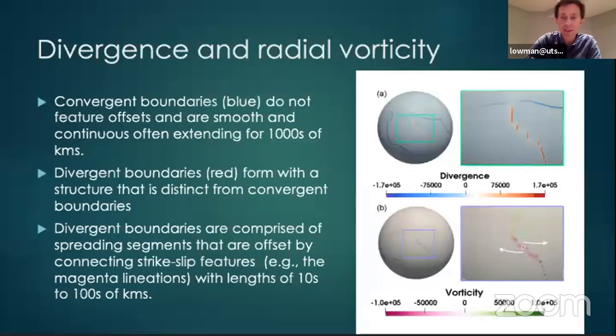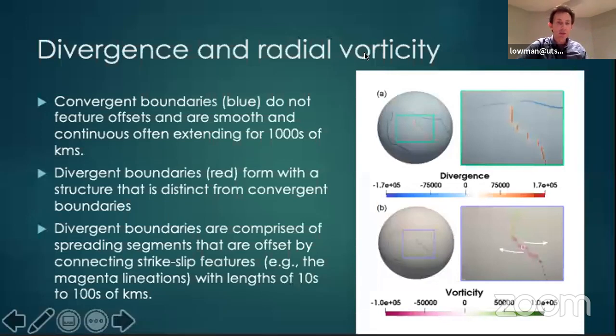So to distinguish the nature of the low viscosity boundaries, we calculated the divergence and the radial component of the vorticity field. The convergent boundaries, shown in blue here, do not feature offsets and are smooth and continuous, often extending for thousands of kilometers. But the divergent boundaries, shown in red, form with a structure that is distinct from the convergent boundaries. The divergent boundaries are comprised of spreading segments that are offset by connecting strike-slip features. And this shows up, for example, as these magenta lineations in the vorticity fields. And these can be lengths of tens to hundreds of kilometers.